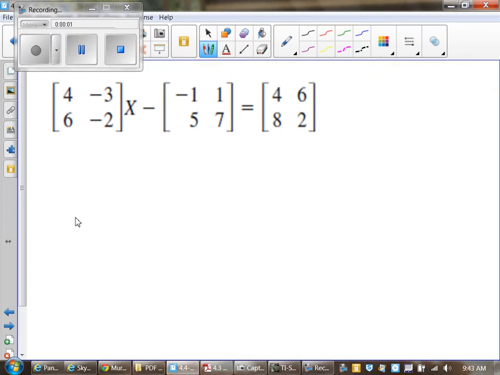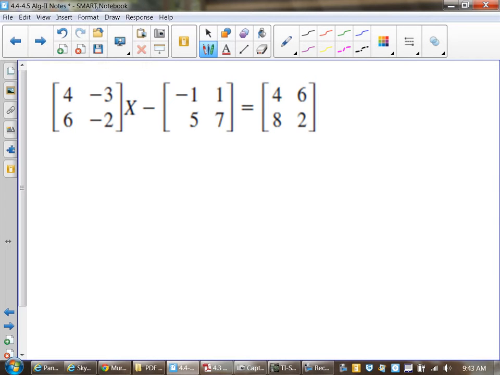And what I want you to do is think of this as an equation. What would you do if it was just regular old 3x minus 1 is 5? What would you do first? So you'd add 1, right? You'd add the 1 over. You get 3x equals 6, and then you take the inverse.